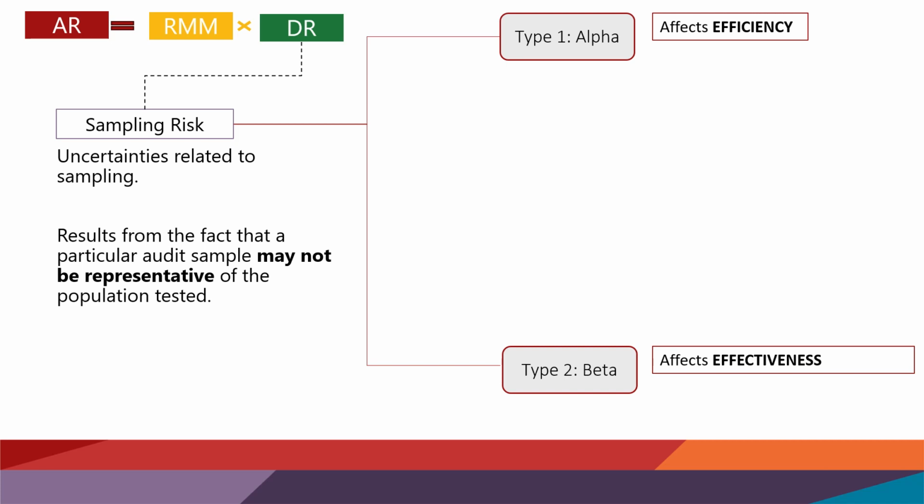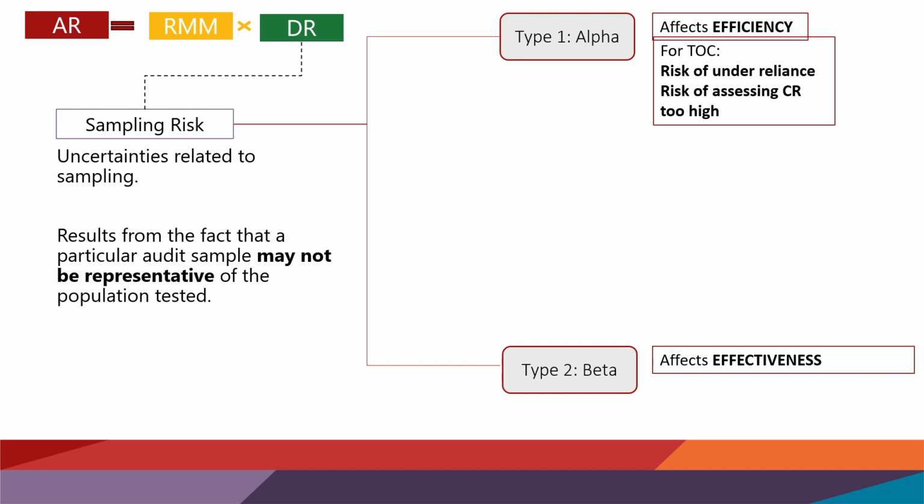Now, both type 1 and type 2 risks will exist in either test of controls or substantive tests. So, let's have test of controls first. For test of controls, we call this one the risk of under reliance or the risk of assessing control risk too high. We remember that if we assess control risk as high, that means we did not rely on the controls. On the other hand, type 2 risk for test of controls is called the risk of over reliance or the risk of assessing control risk too low. Again, because if we assess control risk as low, that means we relied on the controls.